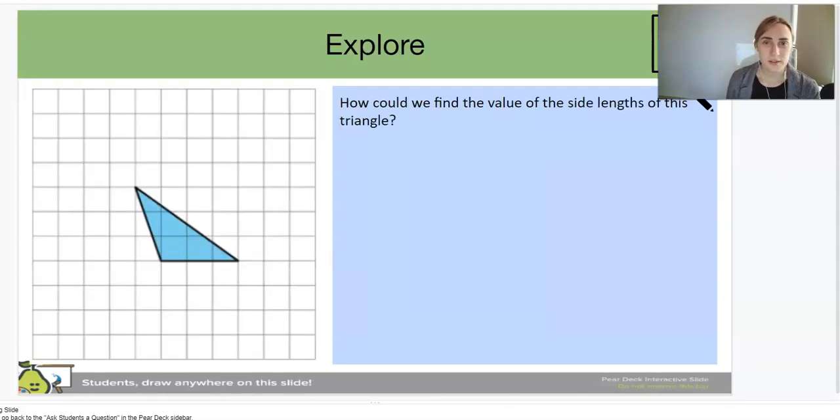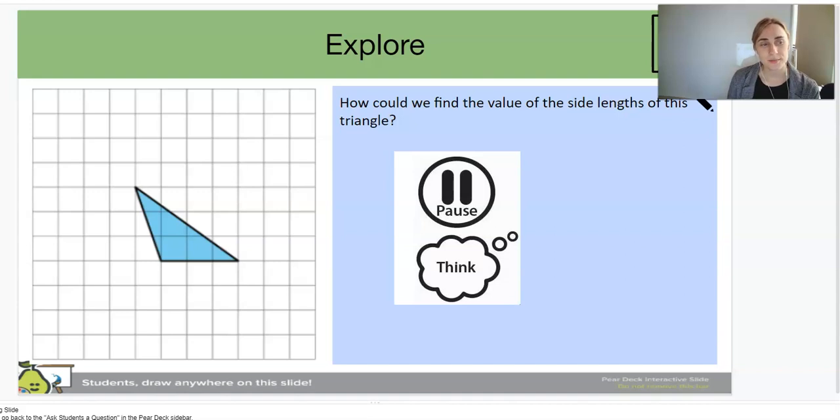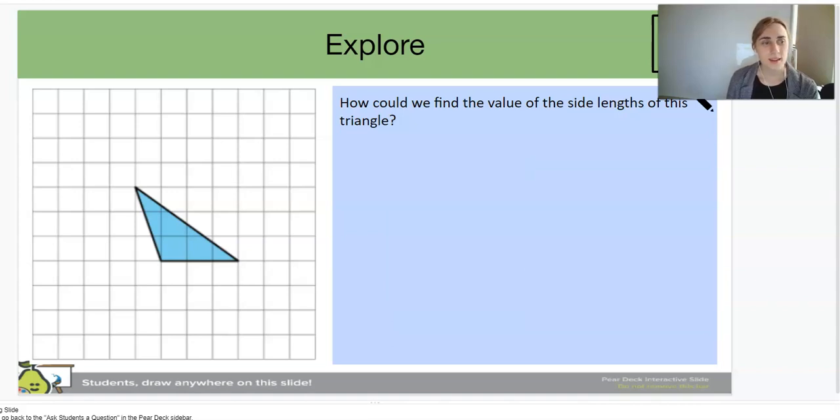This is the beginning of our Explore section on slide B, and the question we're going to answer based on this image of the triangle on a grid is, how can we find the values of the side lengths of this triangle? So pause and think about that question, and describe your thinking in the blue box. And then we'll move on to slide C.